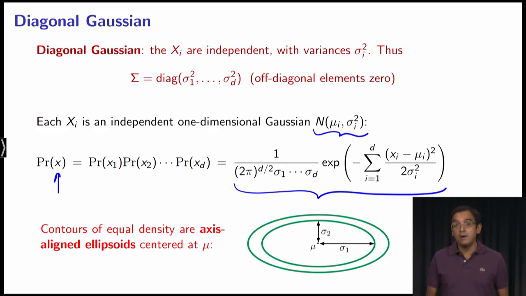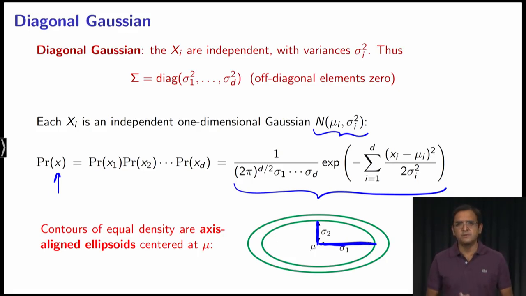Now, they are potentially stretched out differently along different directions. The stretch along the x1 direction is just the standard deviation of x1, which is sigma 1. So that's the stretch in this direction. The stretch in the x2 direction is the standard deviation of x2, which is sigma 2, and so on. Okay? So it's a fairly simple distribution. One of the very nice things about it is that it can be specified using very few parameters.